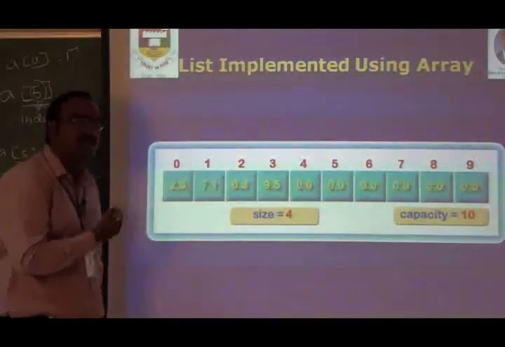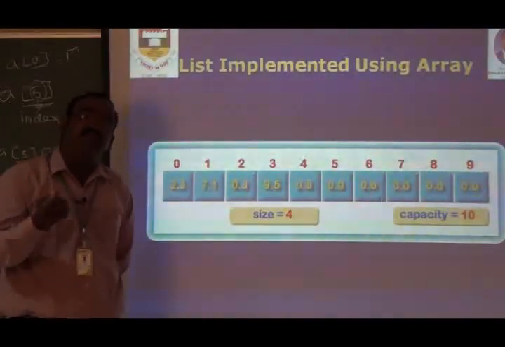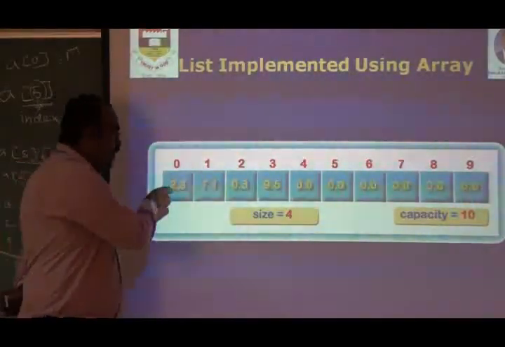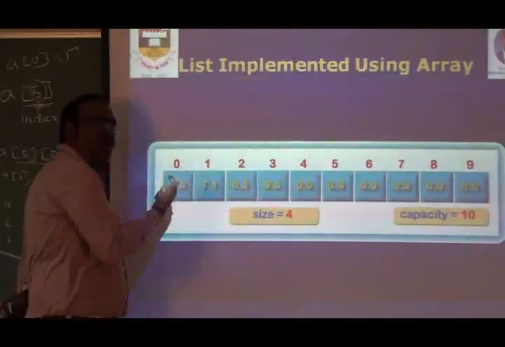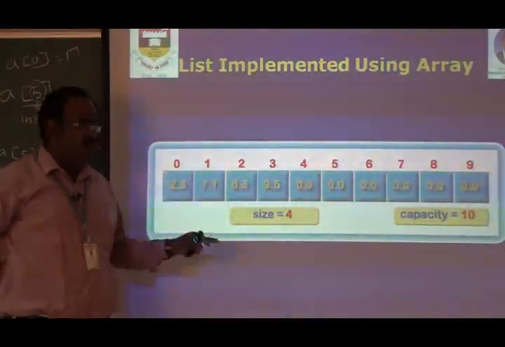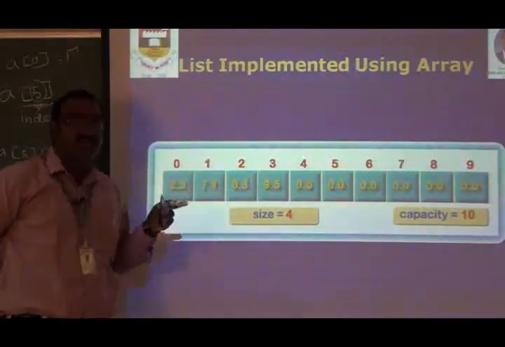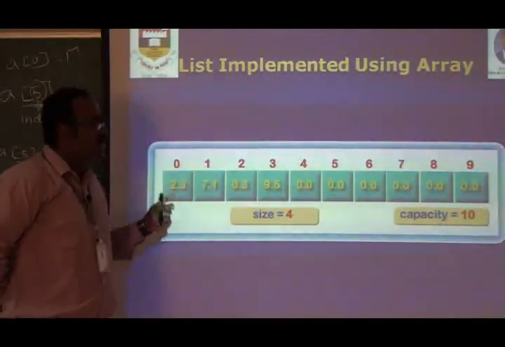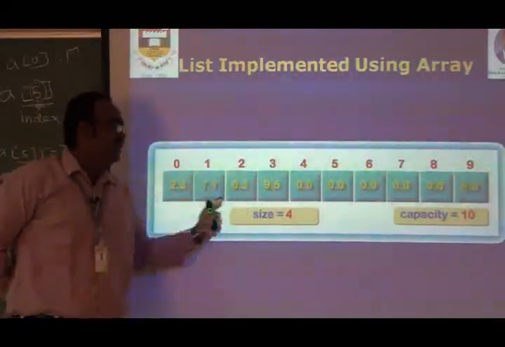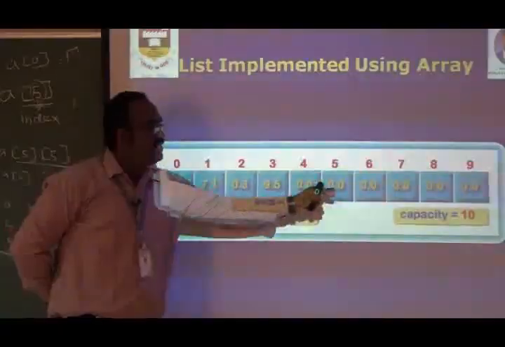It is an unordered list. So a list can be of two types: one is ordered, another is unordered. Here the positions of the elements are in order, but the values of the data elements are not ordered. It can be 2.3, 7.1 and 0.3, where 0.3 is much less than 2.3 and 7.1, so this is an unordered list. So what is the size of this array? It is 4 only, because 0, 1, 2, 3 gives us 4 elements. All the other elements are 0.